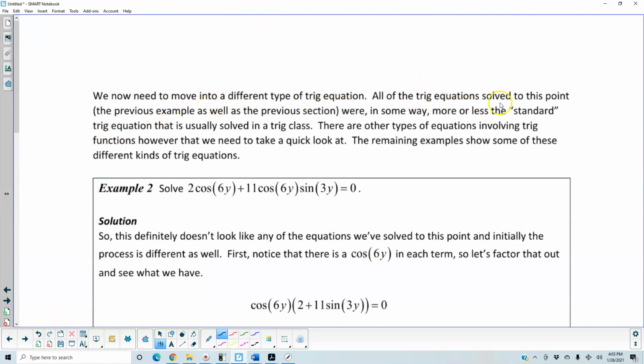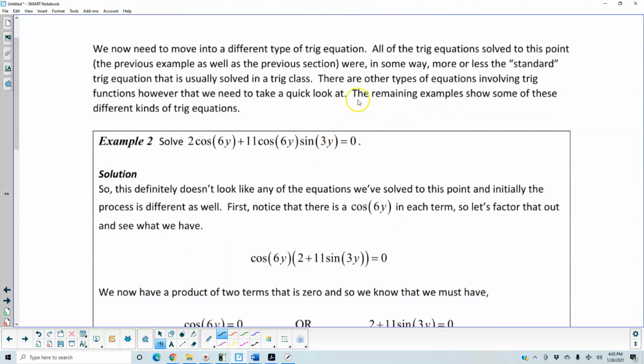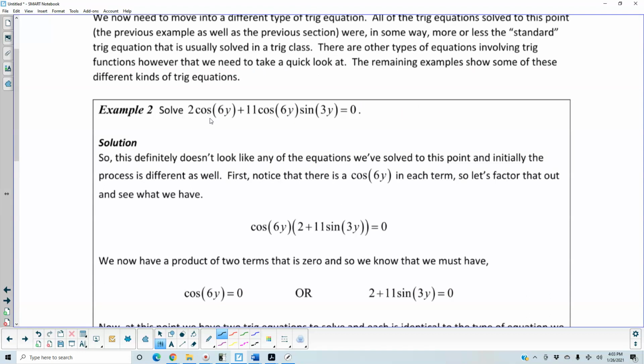All of the trig equations solved to this point, the previous example as well as the previous section, were in some way more or less the standard trig equation that is usually solved in a trig class. There are other types of equations involving trig functions, however, that we need to take a quick look at. So the remaining examples show some of these different kinds of trig equations.